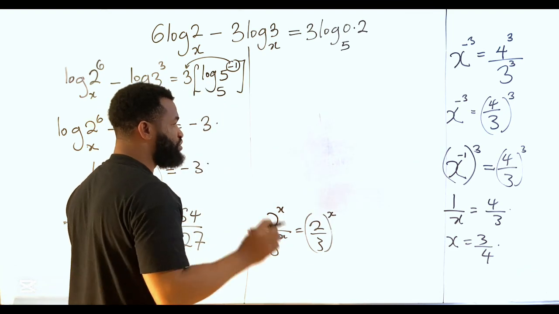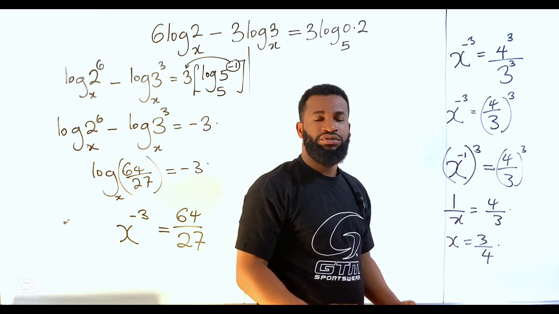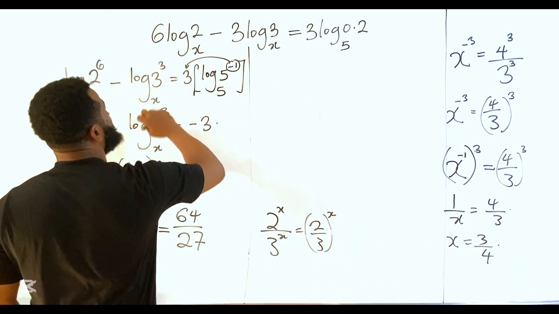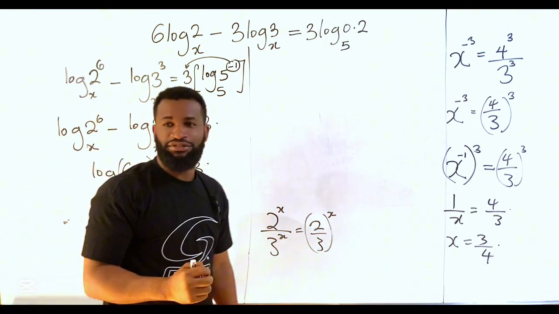If you want to check, you can convert this 3 over 4 to decimal, which is 0.75. Put it here and put it here and check if your answer is going to be correct.